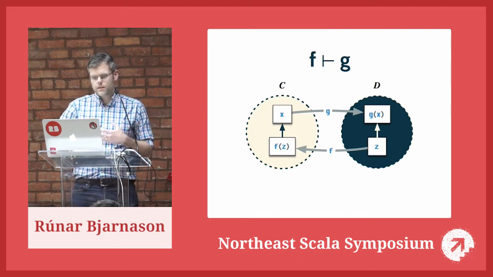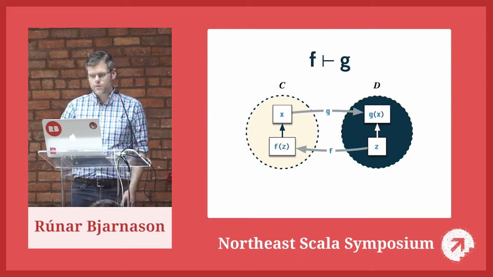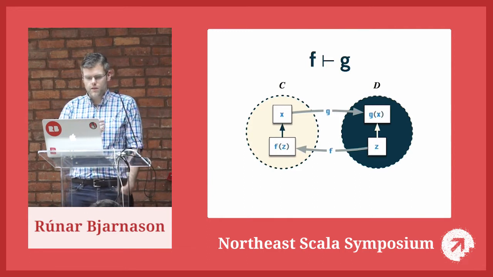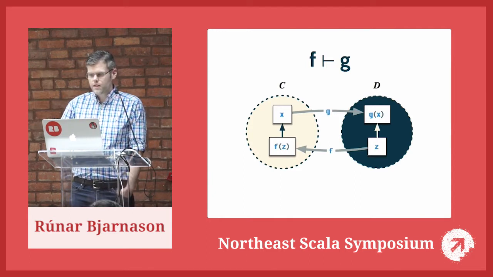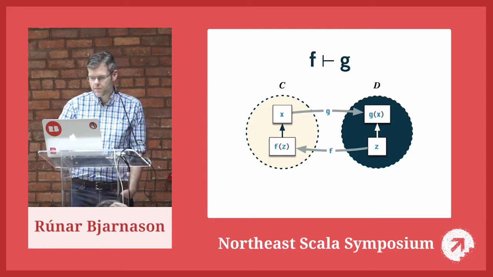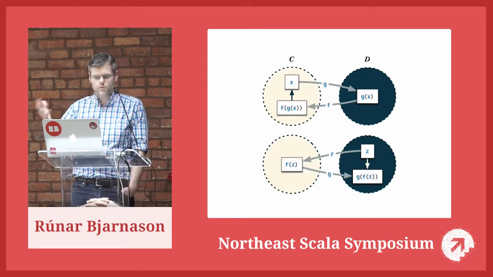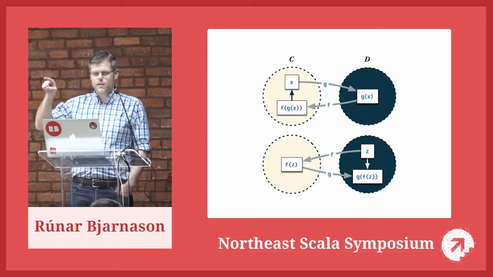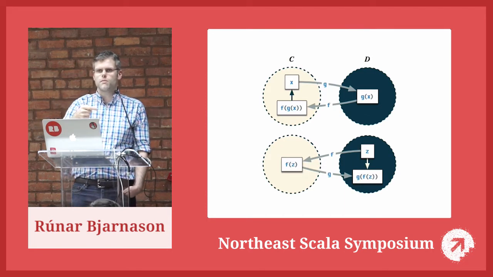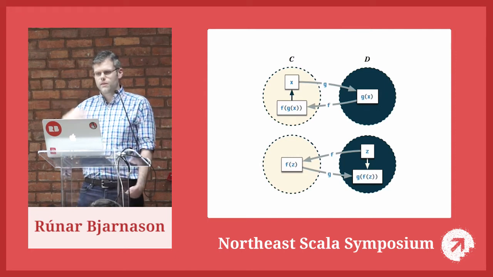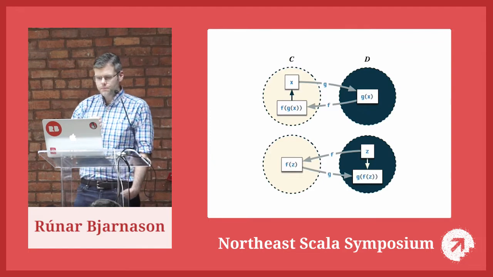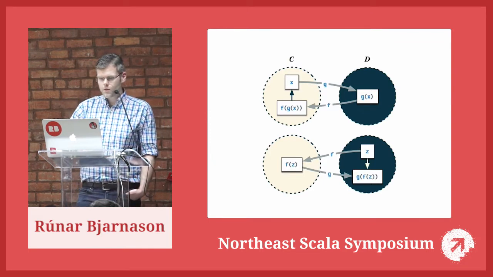Okay, since this should work for all x and z, we can pick f of z as our x, and we can make the arrow on the c side the identity and see what happens. Then we get this situation where g was division, so if we divide by 3 and multiply by 3, we don't get 10 again, we get 9. We lose the remainder when we divide and then multiply. Okay? Cool.